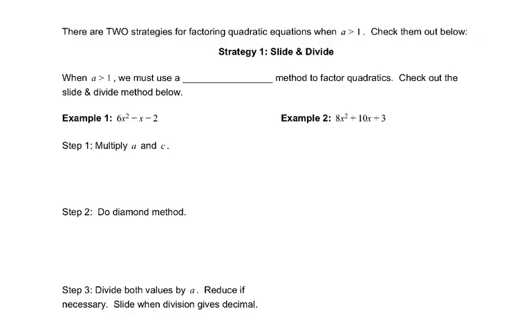There are two strategies for factoring quadratic equations when a is greater than 1. Check them out below. Okay, so the first strategy is called slide and divide. When a is bigger than 1, so basically when this value right here that I'm pointing to is greater than 1, we must use a different method to factor quadratics. Check out the slide and divide method below.